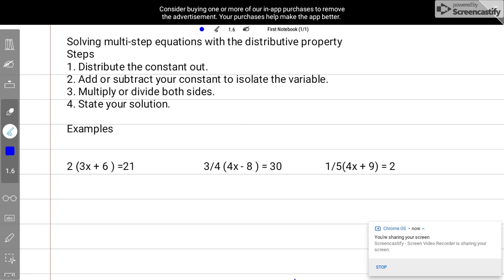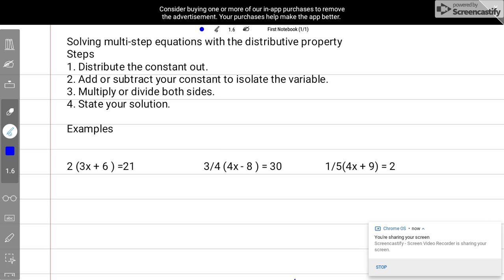Today we're going to be talking about solving multi-step equations with the distributive property. This means you have to distribute some kind of constant or some term outside of your parentheses to everything on the inside, and then it is the same steps that we have discussed before with two-step equations. You add or subtract the constant, so you isolate your variable, and then multiply or divide both sides and state your solution. So let's dive right into the first example here.